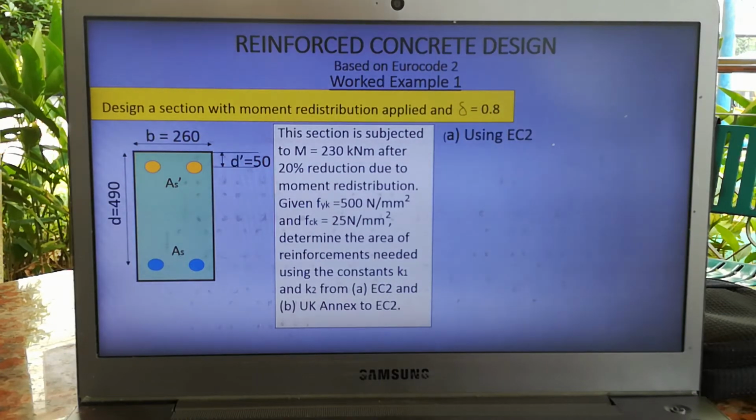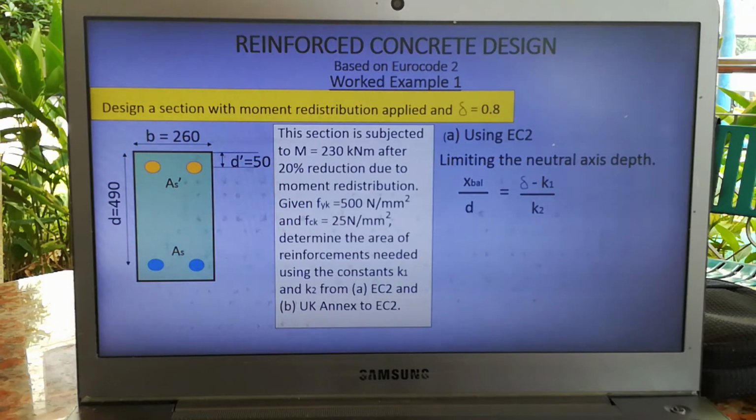We start to answer based on EC2. Limiting the neutral axis depth, we have this equation. If you can't remember it, please watch back the previous video. Rearranging them, we have x balance on the left. I want to remind you that the term balance here refers to both the concrete and tension reinforcement being designed to reach their maximum capacity, meaning no wastage.